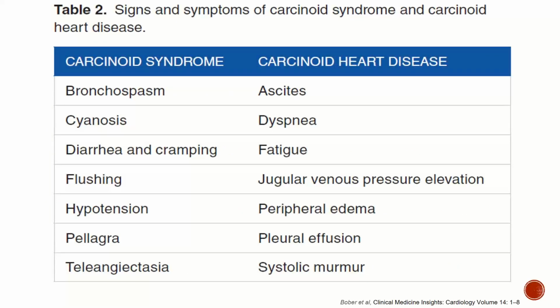As for the signs and symptoms of the disease, there are symptoms related to the carcinoid syndrome, which are bronchospasm, cyanosis, sometimes diarrhea and flushing, and hypotension. Carcinoid heart disease symptoms are similar to right-sided heart failure, so ascites, dyspnea, fatigue, peripheral edema, and presence of pleural effusion.